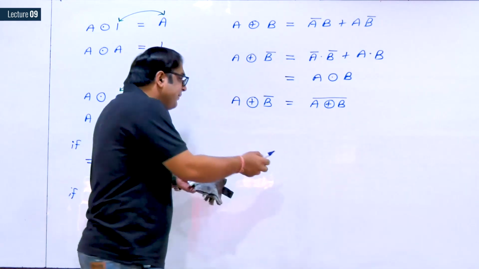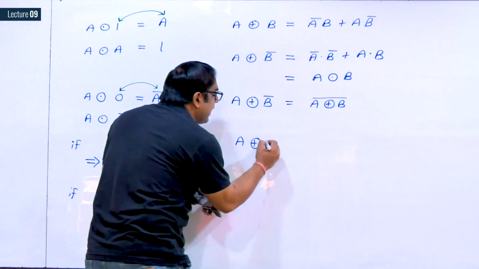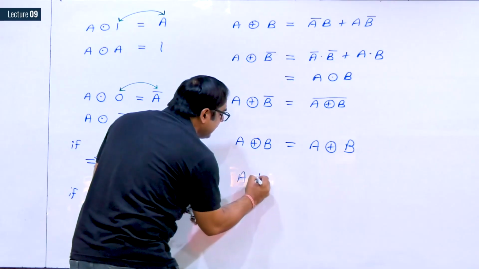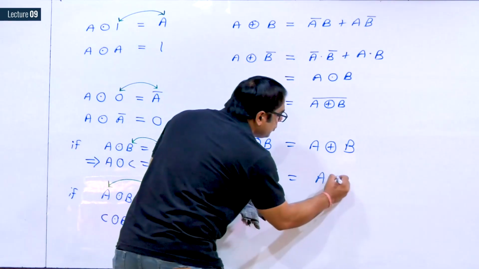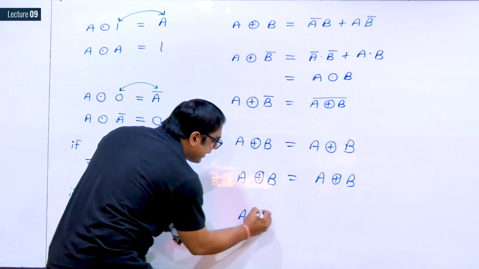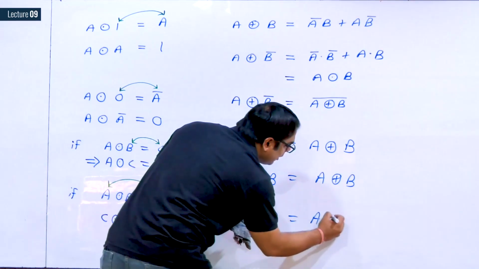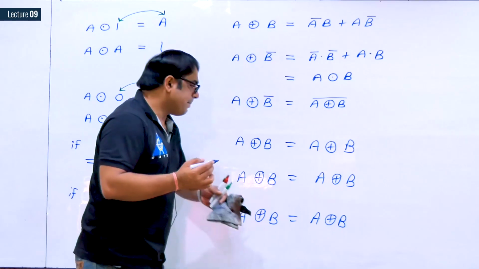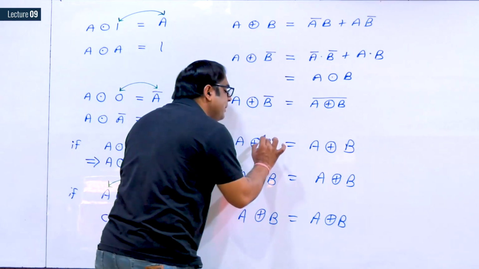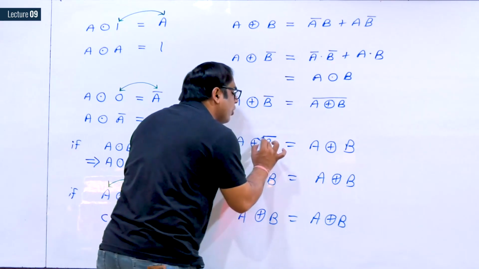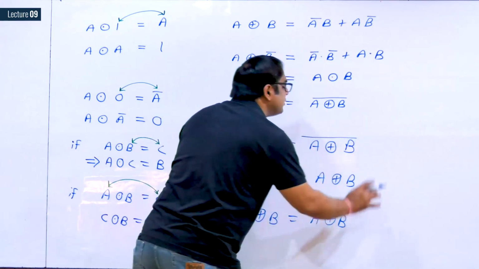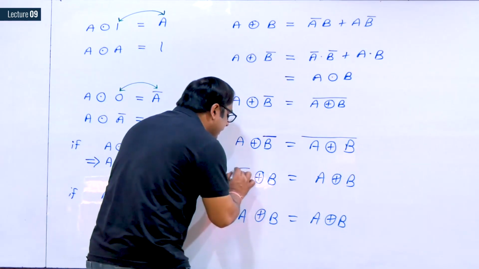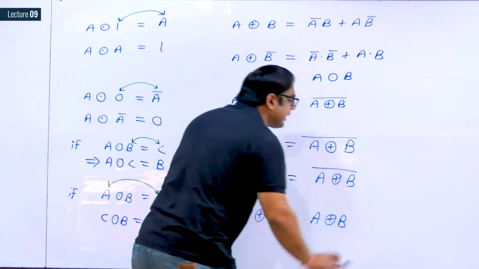Let me tell you in a different way. Let's say we have A XOR B is obviously equal to A XOR B. Again I am writing A XOR B is equal to A XOR B. Now you see the interesting way. What is the conclusion? If I complement one of the inputs, the whole function gets complemented.